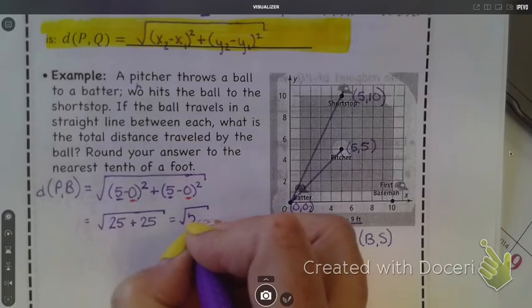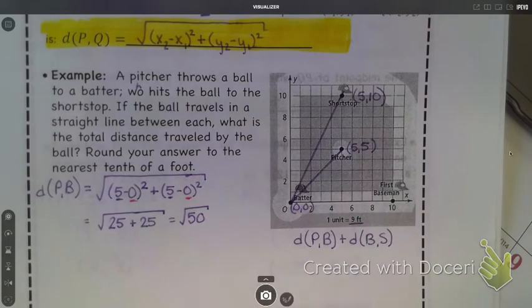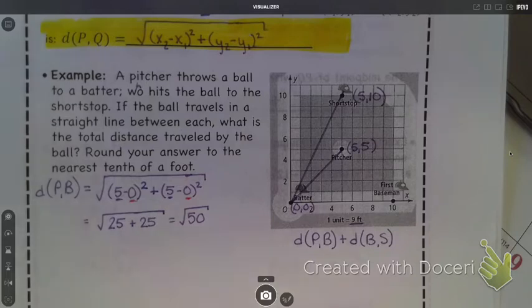But I can't leave it the square root of 50 because we have perfect squares in there. So what is the perfect square in 50? A perfect square is a number that's made up of two identical numbers. How do I get 50? What multiplied together gives you 50? 10 and 5. Think perfect squares, guys. 25 and 2, yep.